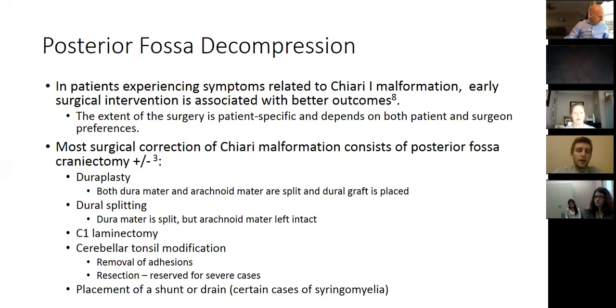And then in some patients, a drain or a shunt can be placed inside the syrinx and drain that. So if patients have syringomyelia, they also need surgical treatment for their syrinx. A shunt or a drain is commonly used for that.